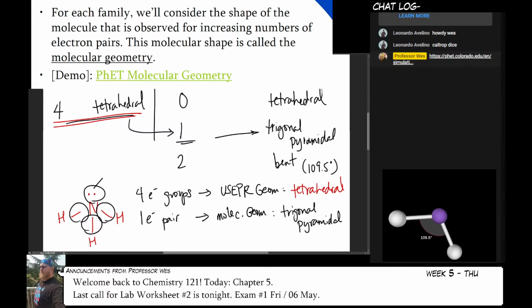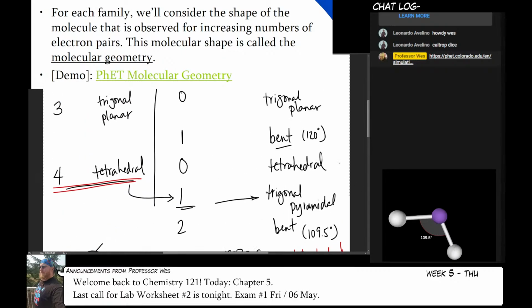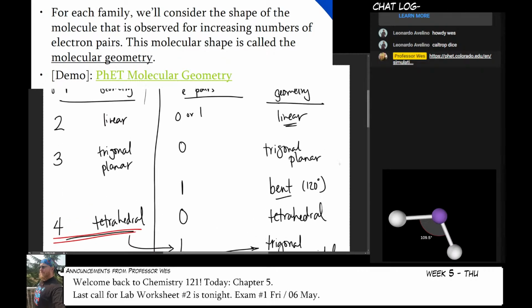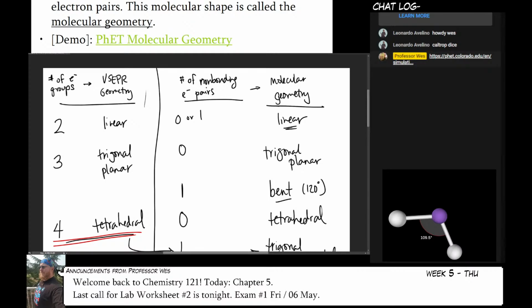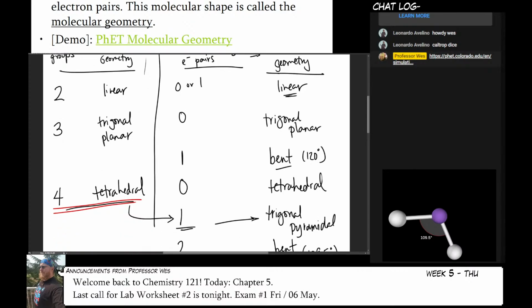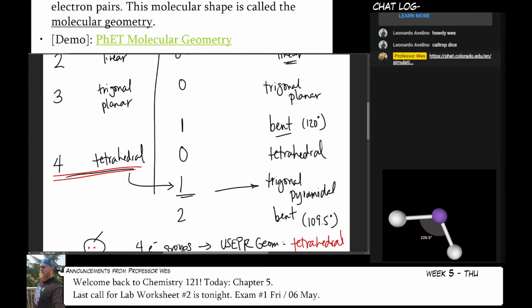Draw the Lewis structure, step 1. Figure out what its VSEPR geometry is, step 2. So it's going to be either 2, 3, or 4. Let me move this up out of the way here. And then once you've determined which VSEPR it is, step 3, figure out which member of that family it is. So these are going to be families on the left. These are going to be individual members on the right. Let me just draw a little separator here. So we'll separate out 3 from 4.